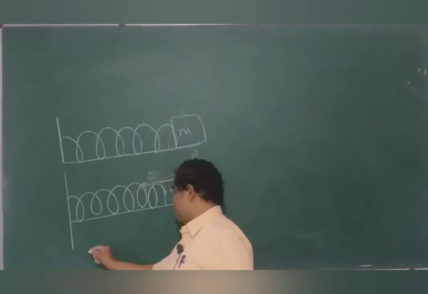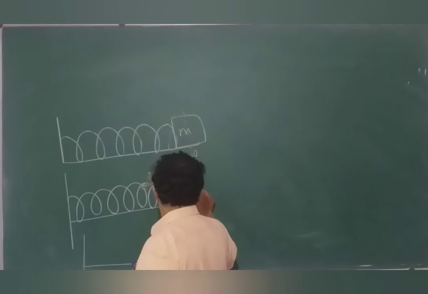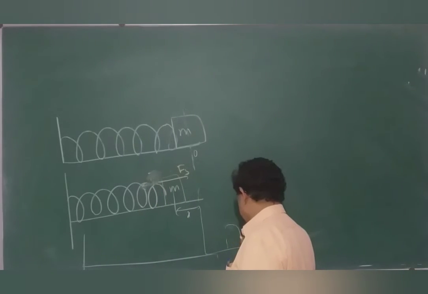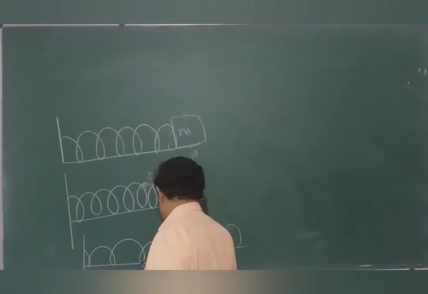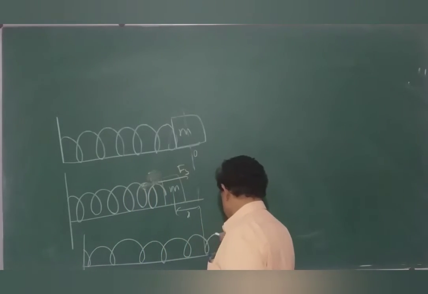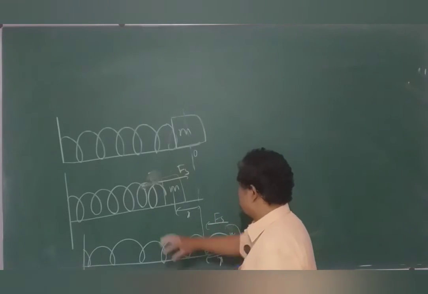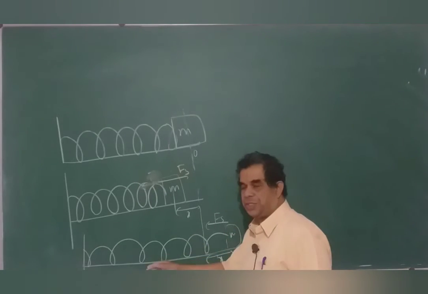If we write for the expansion, a similar thing is to be written. For the expansion, say the block now will be here. The expansion will be like this, and this is the block. The expansion is x there now, and the spring force is this way. Once it is compressed, it acts this way, and once it is expanded, this way.